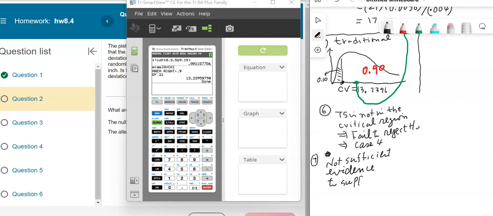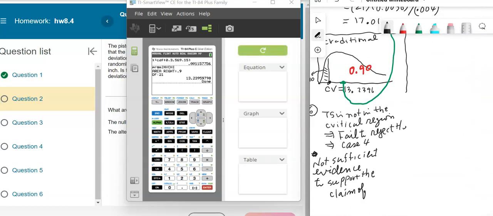To support the claim of, what was the claim? Sigma is less than 0.004. We're not going to support that.